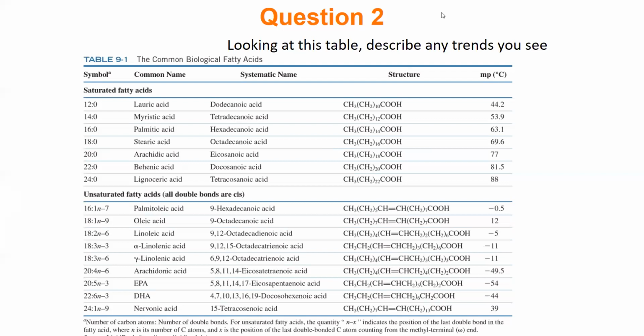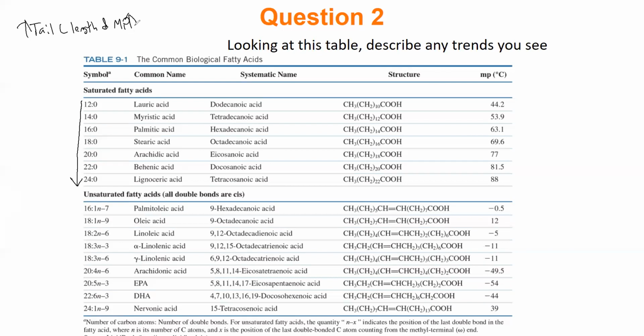All right, so let's look at some of these trends in data. And there's a lot that you can pick out. Let's start by looking at the very top of the table. And here we can see that in our saturated fatty acids, as we increase tail length, melting point also goes up. So there's correlation between tail carbon length and melting point. As that increases, melting point increases.